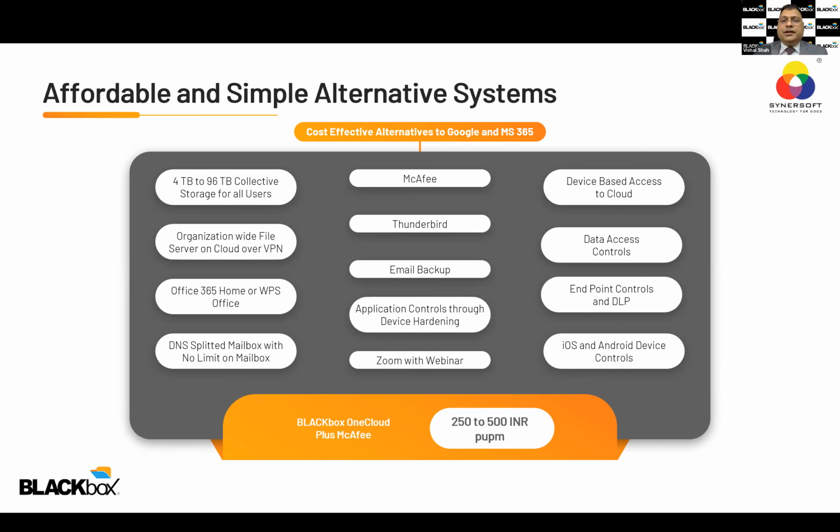So we just suggested it as an alternative. You can have your antivirus of your choice. WPS Office is a Chinese software. Any other alternative to this? Yes, I have already suggested. It is Microsoft Office Home you can do, which is less than 100 rupees per user per month.